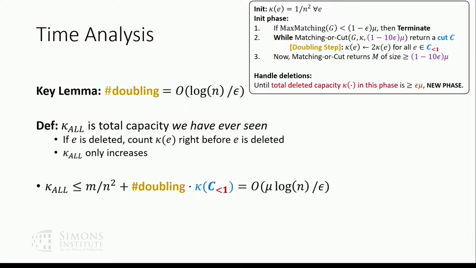But the size of the cut must have been less than mu. Otherwise, it would have been a matching. This was a cut certifying we don't have a matching of size mu. So the cut has size less than mu. So when you double it, you increase the capacity by mu.